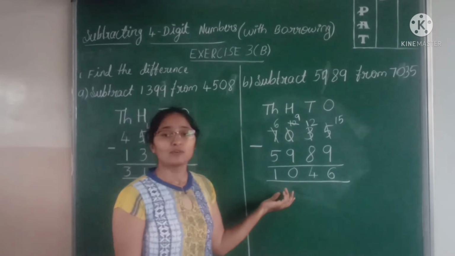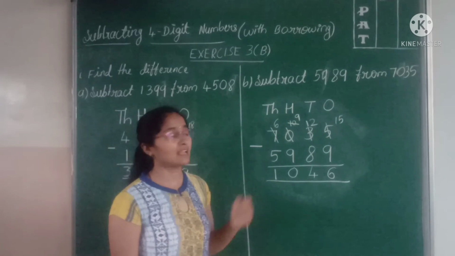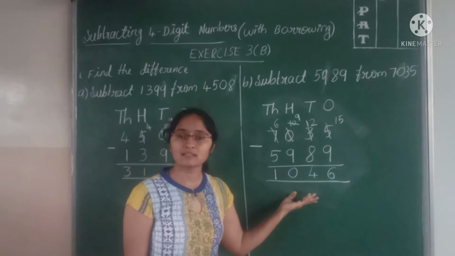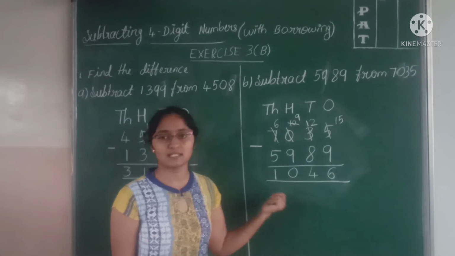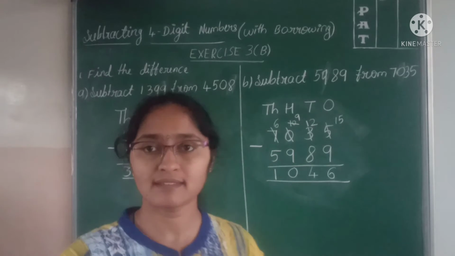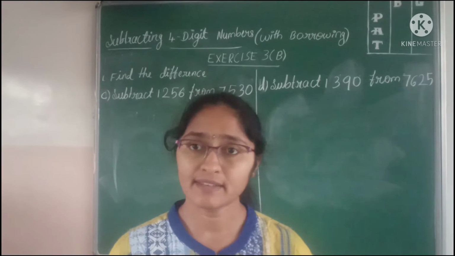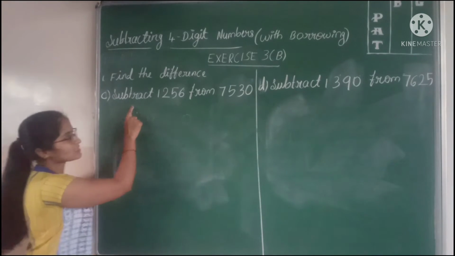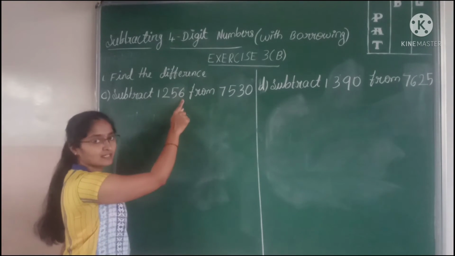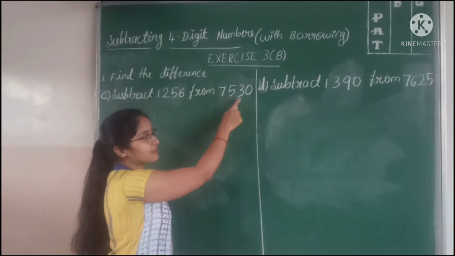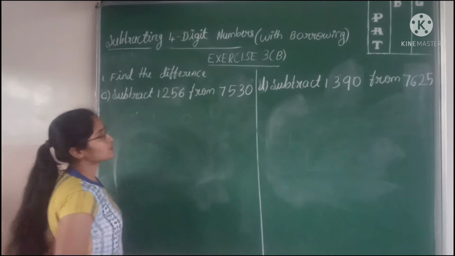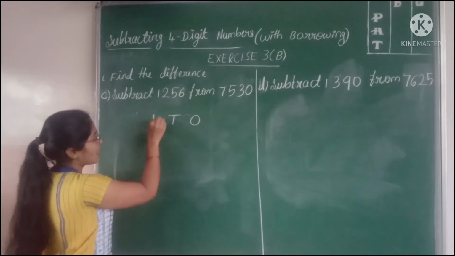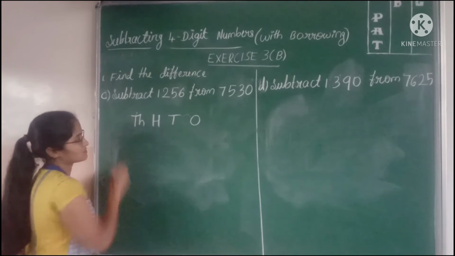So children, when we subtract 5,989 from 7,035, we got the answer as 1,046. Hope you all understand these two sums. Now let us solve the third sum, that is subtract 1,256 from 7,530. So now write the place values, that is ones, tens, hundreds and thousands.